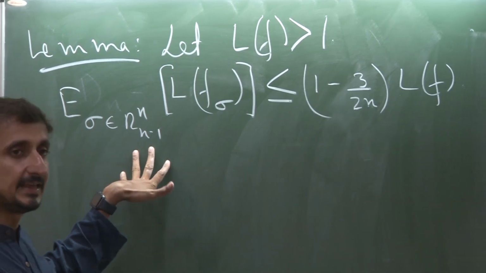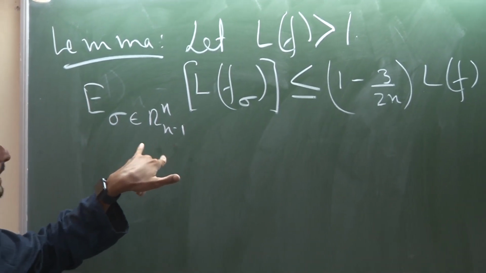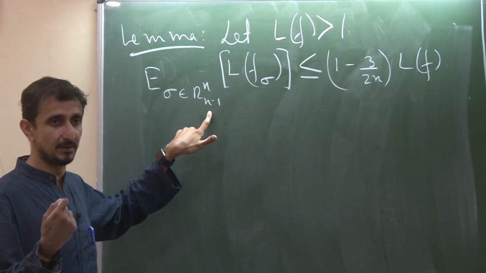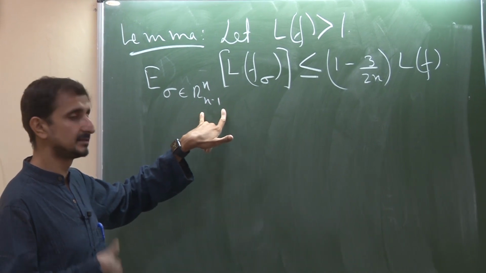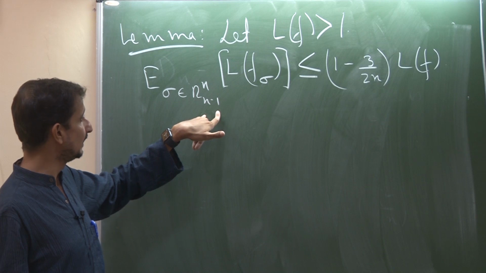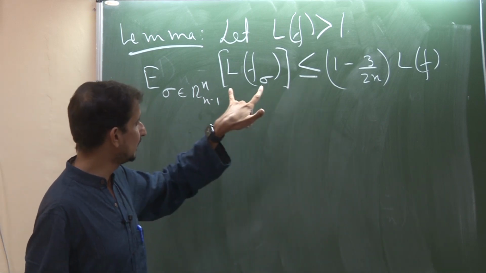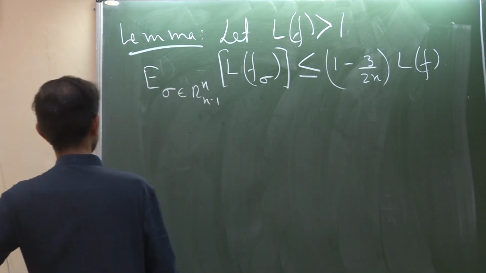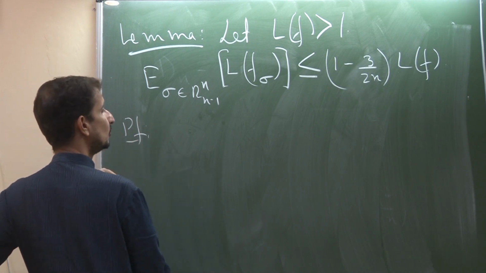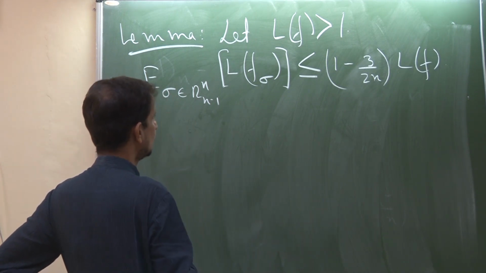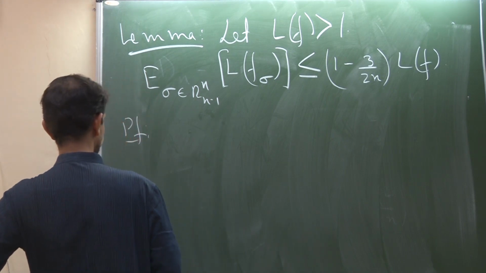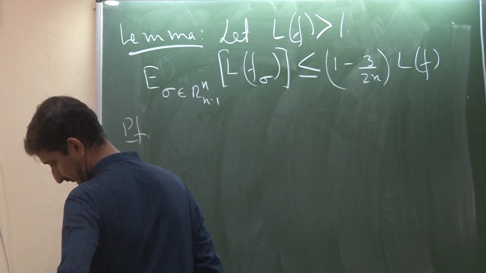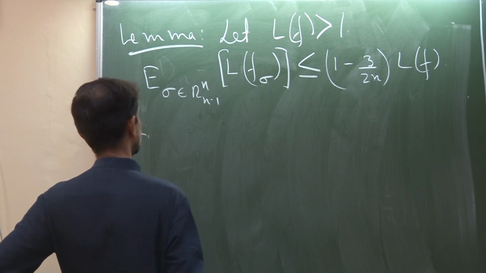What this is saying is that if I randomly assign, so basically if I fix one variable, if all the n minus 1 variables remain unassigned, if I just fix one variable randomly, then the resulting formula size would be upper bounded by this quantity. So, how do we prove this? To prove this I will use just one more claim.